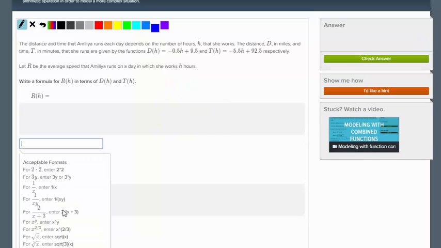Boom. Next one, the distance that Amelia runs each day depends on the number of hours H that she works. The distance D in miles and the time T in minutes that she runs are given by the functions D of H equals negative 0.5H plus 9.5 and T of H equals negative 5.5H plus 92.5 respectively. Let R be the average speed that Amelia runs on a day in which she works H hours.